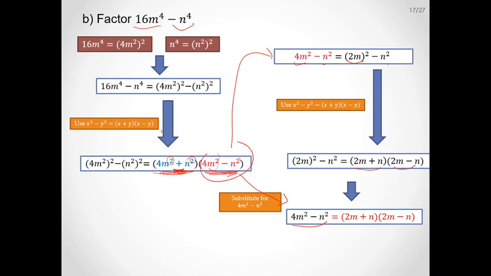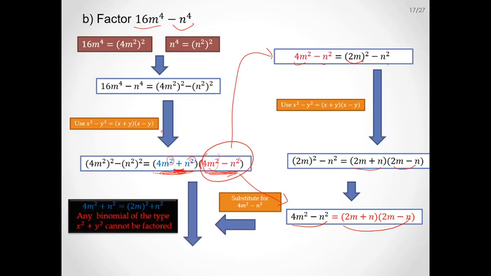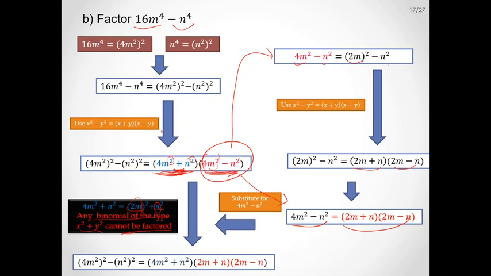Now we replace this one with these two terms. Again, a reminder: this is the sum of complete squares, so any binomial of the type x squared plus y squared cannot be factored. In this case, we leave it unchanged, but the other one becomes a product of two binomials. So this is the answer.